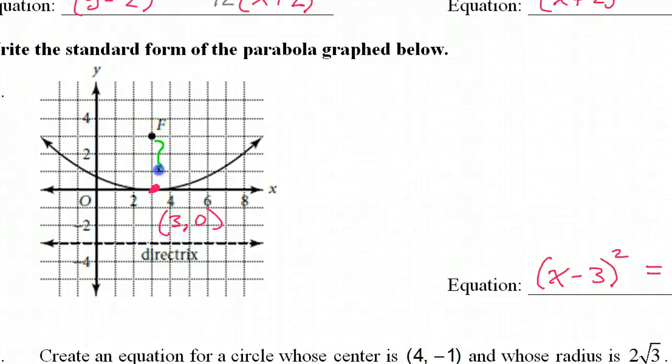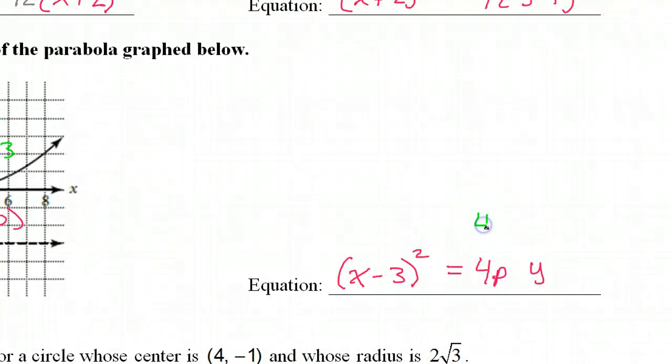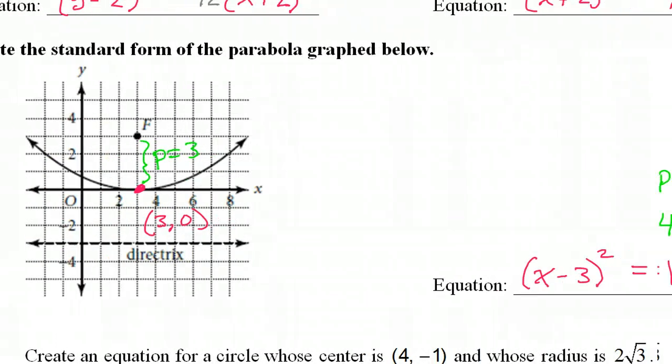And look guys, the p value is going to come from this distance between the vertex and the focus. So I can see that the p value is 3 because of that. So since p is equal to 3, I'm dealing with 4 times 3 right here, which is 12. So then there you go. (x minus 3) quantity squared equals 12y is our equation. Alright, that is it for number 11.